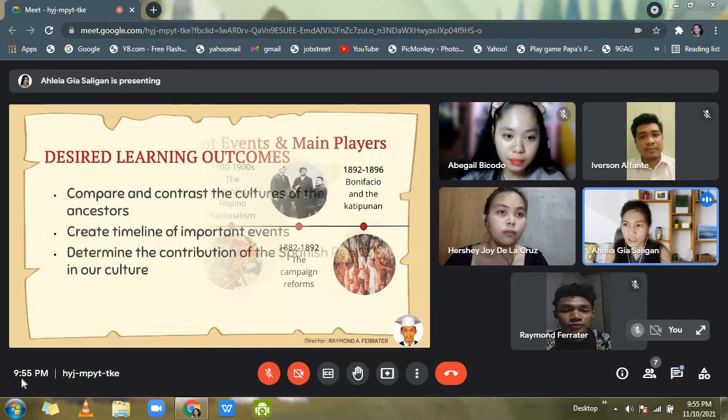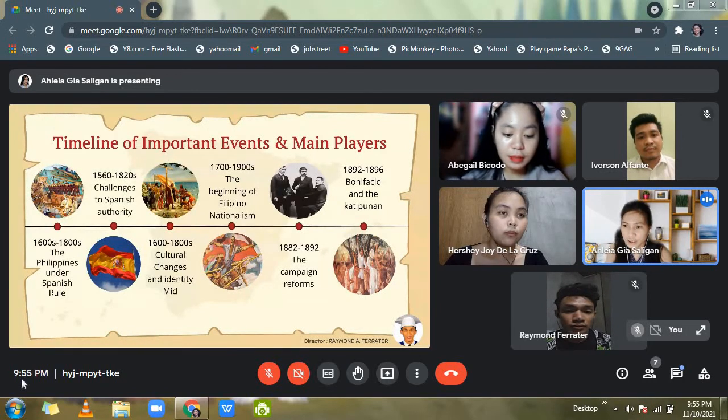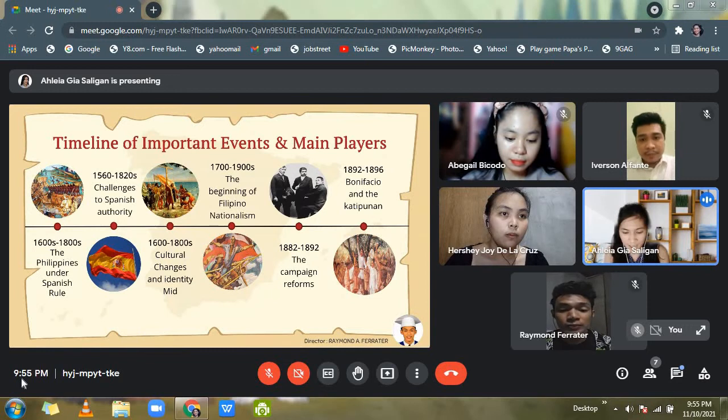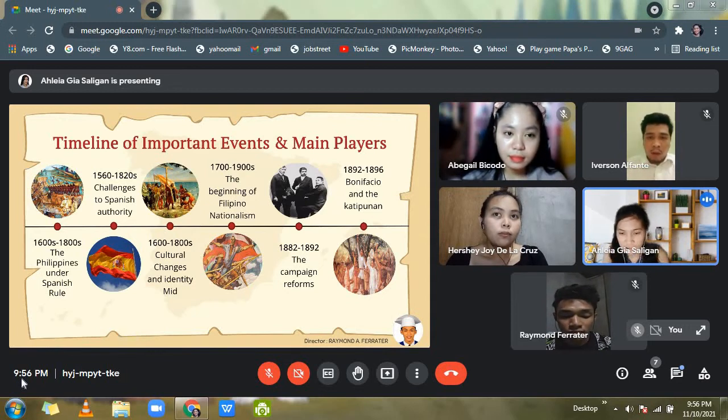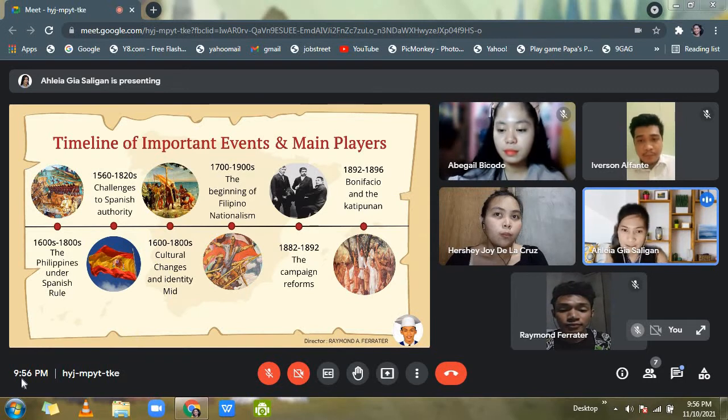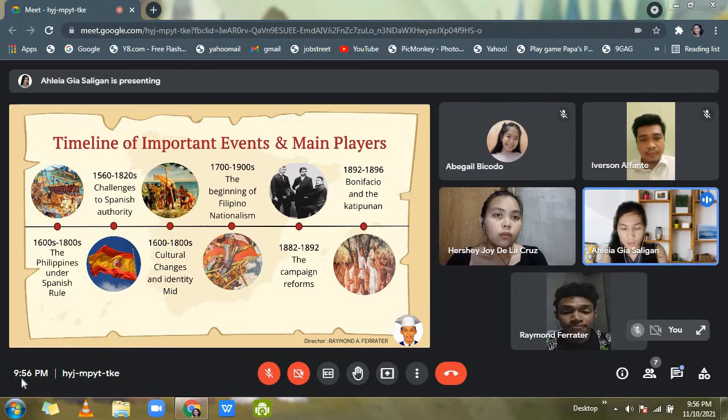In the timeline of important events and main players, the timeline of the Spanish era in the Philippines: the Spanish colonial era begins with the arrival in 1521 of European explorer Ferdinand Magellan sailing for Spain, which heralded the period when the Philippines was a colony of the Spanish Empire, and ends with the outbreak of the Spanish-American War in 1898, which marked the beginning of the American colonial era of Philippine history. To further explain the events and important main players in the Spanish period, Mr. Ferreter will explain that to you.